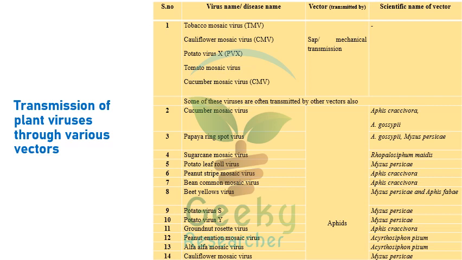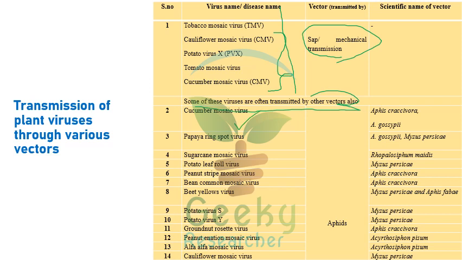Now transmission of plant viruses through various vectors. As I told you, most plant viruses are transmitted through vectors. Now we will see the various types of vectors involved. Tobacco mosaic virus, cauliflower mosaic virus, potato virus X, tomato mosaic virus, and cucumber mosaic virus are all primarily transmitted by sap transmission or mechanical transmission. Few of these viruses can also be transmitted by other means, but majorly by sap transmission.